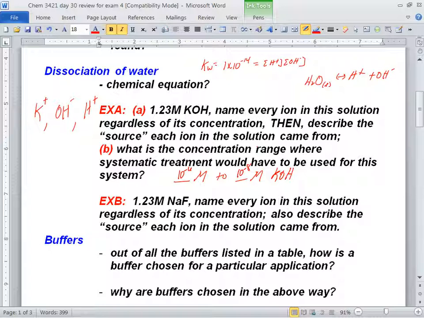Okay. We have one EXB. Oh, Ricardo, we have EXB. They say that you have 1.23 molar sodium fluoride. Name every ion in this solution. Okay. Na plus, F minus. Let's not list it. They didn't ask for it. Na plus, F minus, and H plus and OH minus.